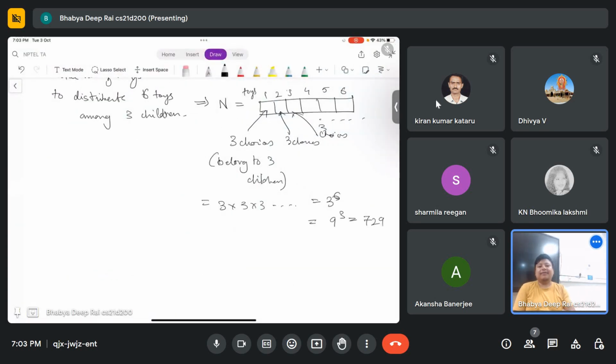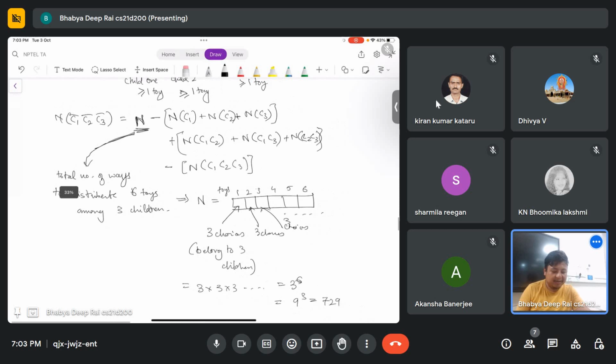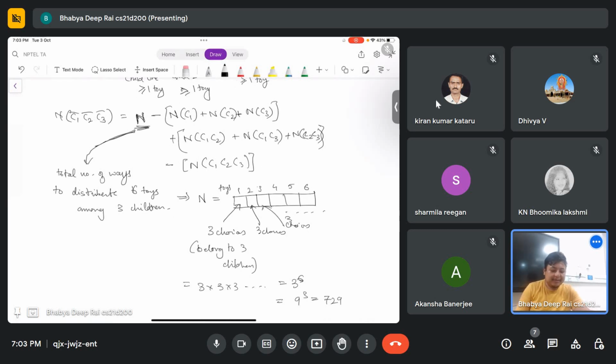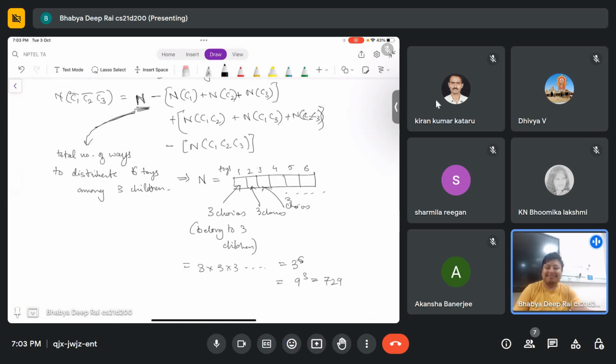So N is 729. I'm glad that you talked about sticks and stones, because I was going to talk about it anyway. So as you can see, in this particular case, we cannot be using sticks and stones. When they are different, we cannot use sticks and stones. We need to use this technique.